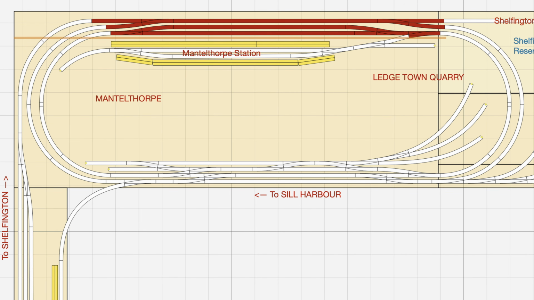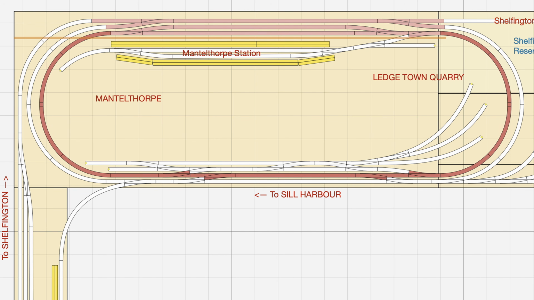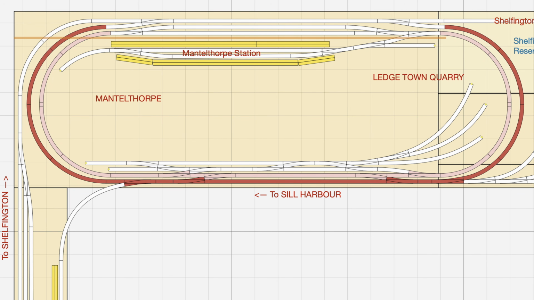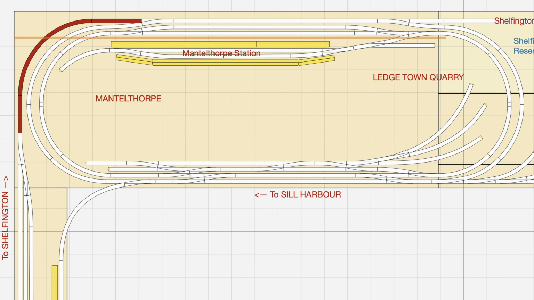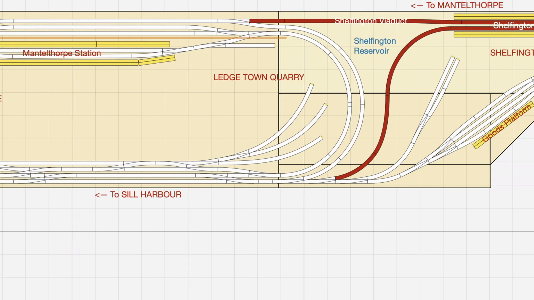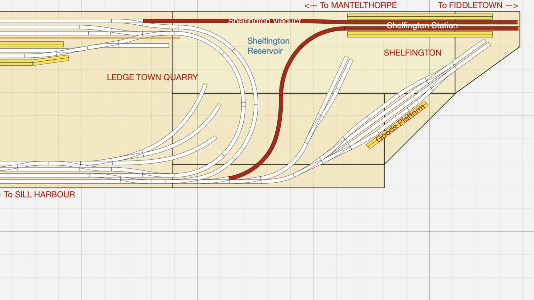This means that I need to consider block detection for the tricky bit, both inner and outer loops, Mantlethorpe station area, the track coming from Sill Harbour Fiddle Yard, and both tracks servicing Shelfington Station.